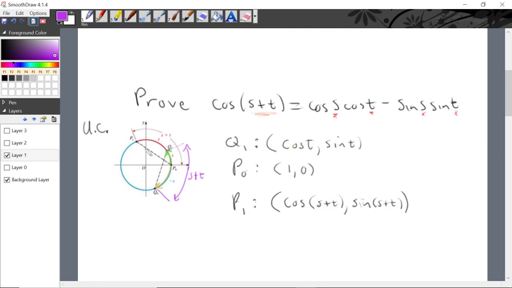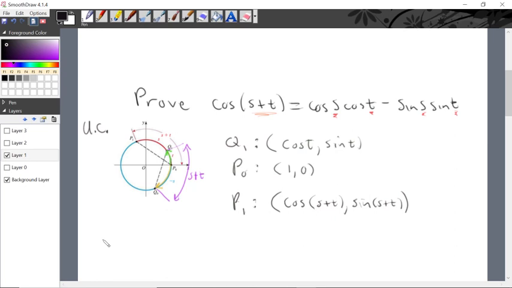All right, so this length here from P0 to P1 must be the same as this length right here from Q0 to Q1. They have to be the same because they are both subtended by an arc length that is exactly the same size as well. Okay. So we can then talk about the distances, the lengths of these two sides.